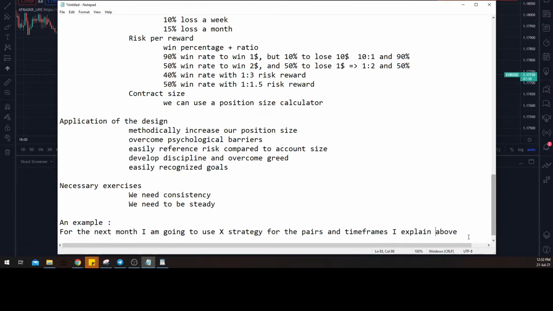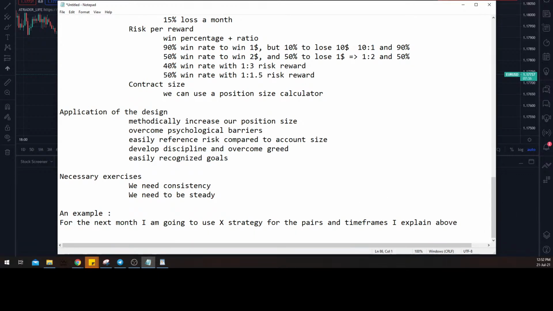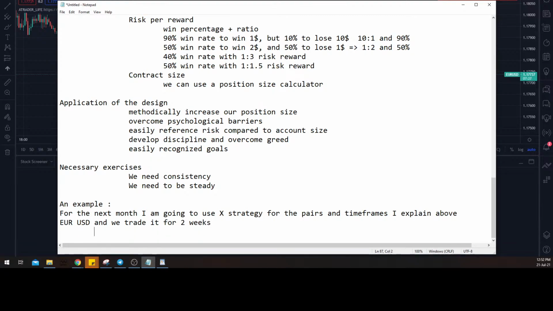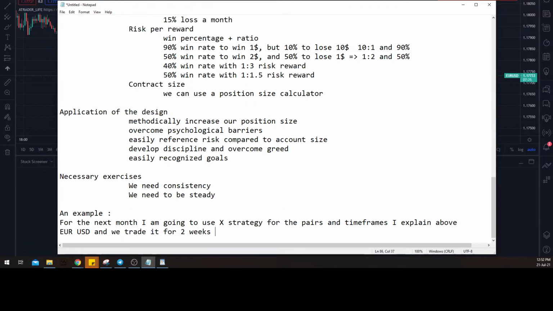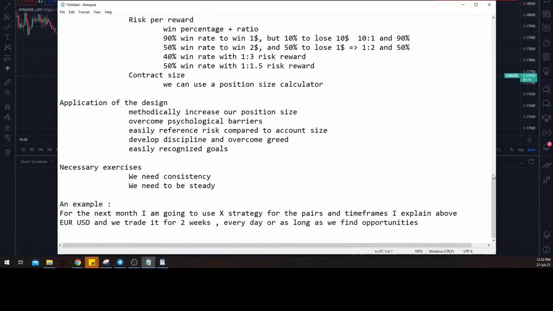So let's say we have the strategy, and now that we have it, let's say for example we take Euro USD and we trade it for 2 weeks, every day, or as long as we find opportunities. If you are not finding opportunities, you shouldn't trade. That's another rule.